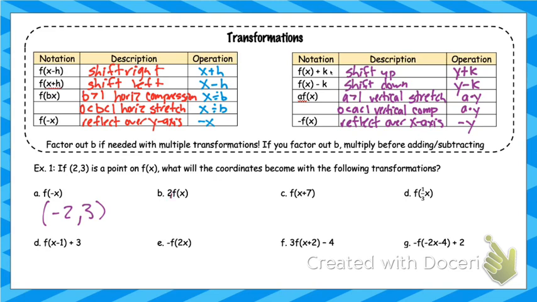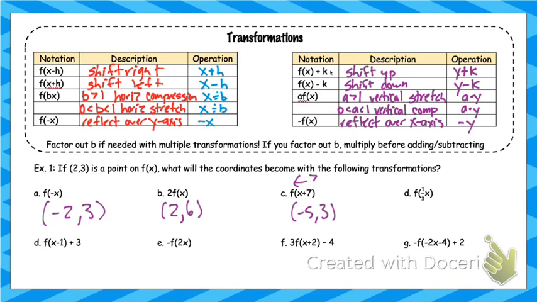On b, that 2 out in front is a vertical stretch. So what that would do is I would multiply my y-coordinate by 2. C, that transformation is left 7. So it's only going to affect the x-coordinate. I'm going to do 2 minus 7. So again, if I'm going left, it's 2 minus 7. Does not affect the y-coordinate.